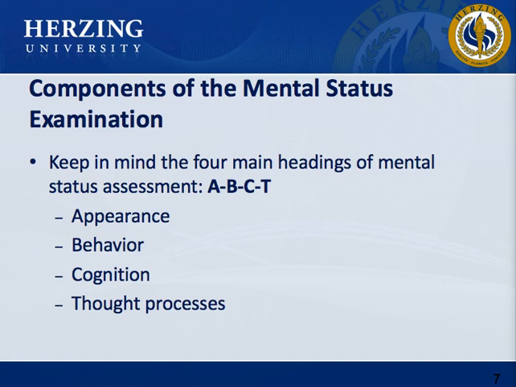Components of a mental status examination. You need to keep in mind the four main headings of mental status assessment. They are A, B, C, T. A is for appearance, B is behavior, C, cognition, and T for thought process. Remember, integrating mental status examination into the health history interview is sufficient for most people.